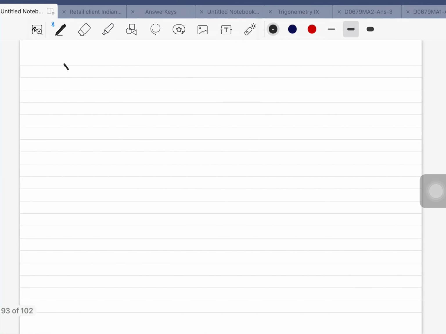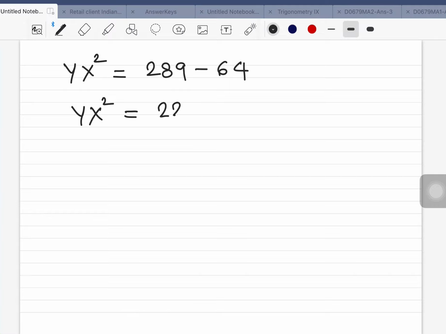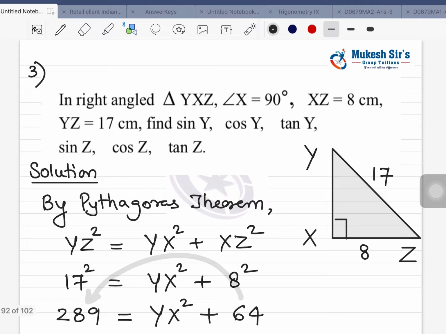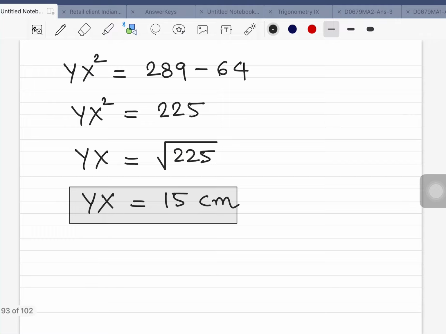So you get YX square is equal to 289 minus 64. When you subtract that, you get YX square is equal to 225. Taking square roots, YX is equal to root of 225. Now the square root of 225 is 15. So YX is equal to 15 centimeters. So now you have all the three sides of the triangle, right? Now you can find the value of sine Y, cos Y, tan Y, and then sine Z, cos Z, tan Z. Okay? So you have to do the same thing that you did in the last question. So here I draw the triangle in which you know all three sides.